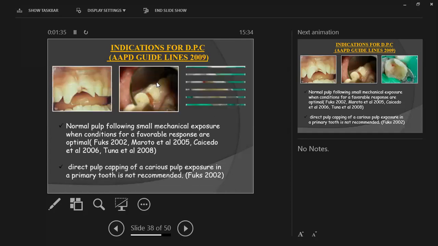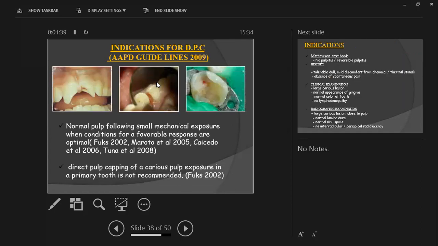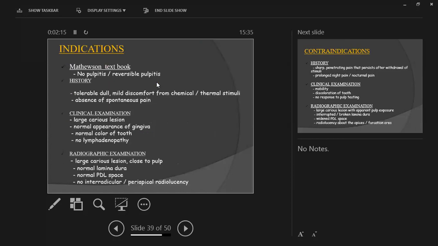Coming to the indications of direct pulp capping: the normal pulp following a small mechanical exposure, when conditions for a favorable response are optimal, in primary tooth. In primary tooth, you can do direct pulp capping only if it is a freshly mechanical exposure. If it is a carious exposure, you are not supposed to do direct pulp capping in primary tooth. Permanent tooth, fine. Direct pulp capping of a carious exposure in primary tooth is not recommended. Why is it not recommended? One thing is the high vascularity of the primary pulp. The vascularity is very high.